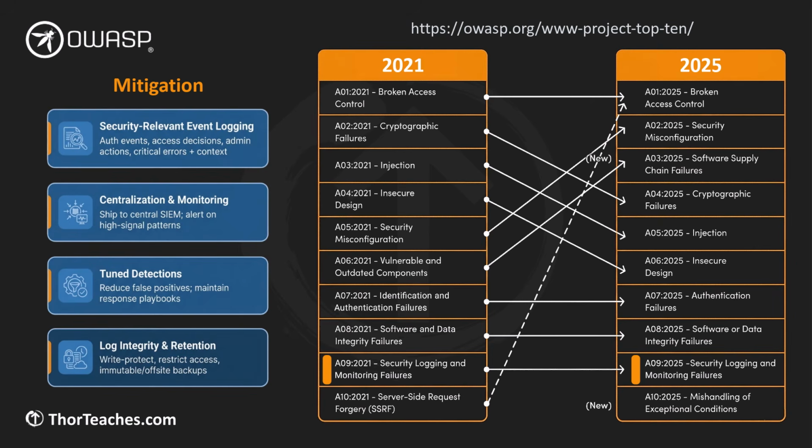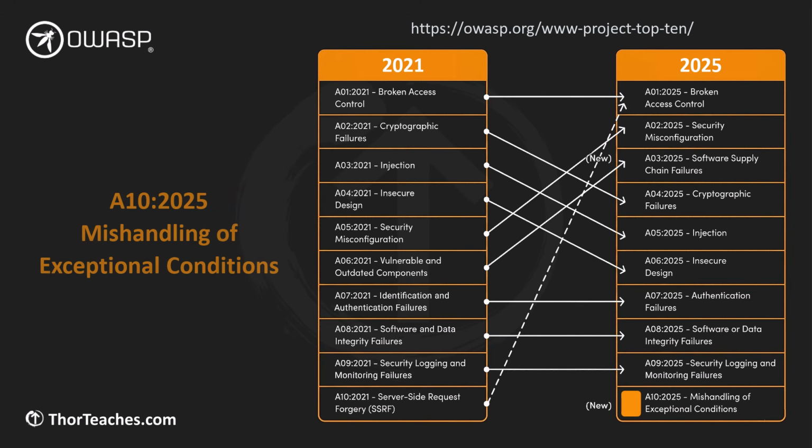Logging is always write protected on servers where most admins have no access. And if we need, then we keep some sort of immutable backup offsite. Finally, we have A10. This one is new for 2025, mishandling of exceptional conditions.